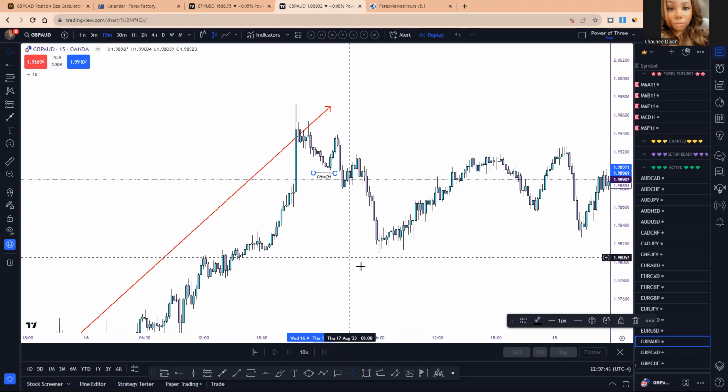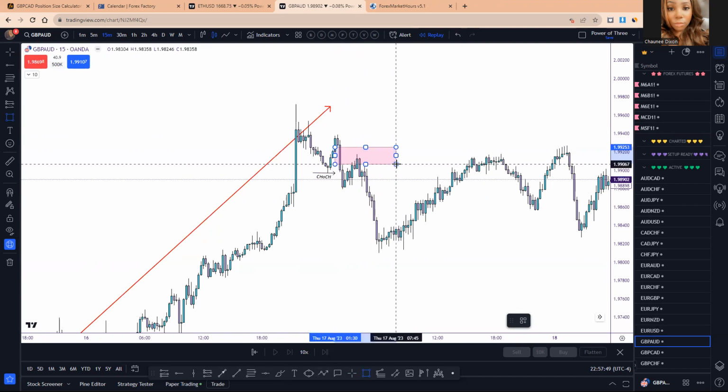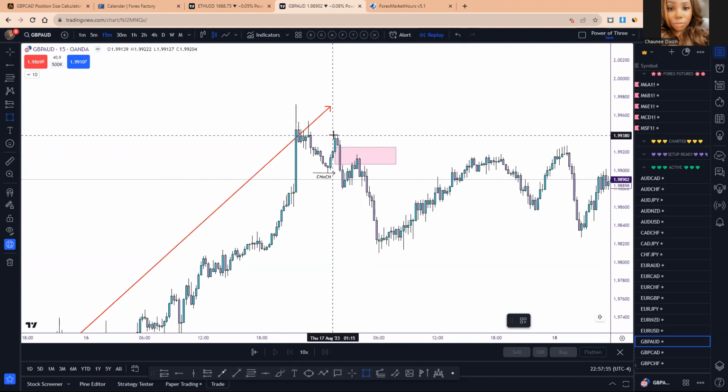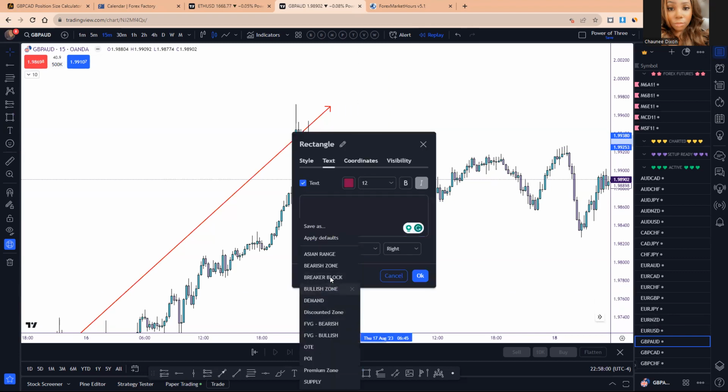Yep, perfect. Fair value gap and order block. So here is my fair value gap. Yep, imbalance is right as well. Imbalance is the same thing as a fair value gap. And then there's always an order block on top of or below my fair value gap.